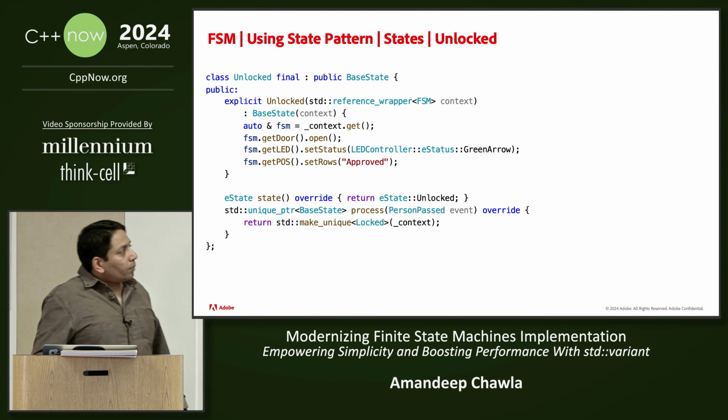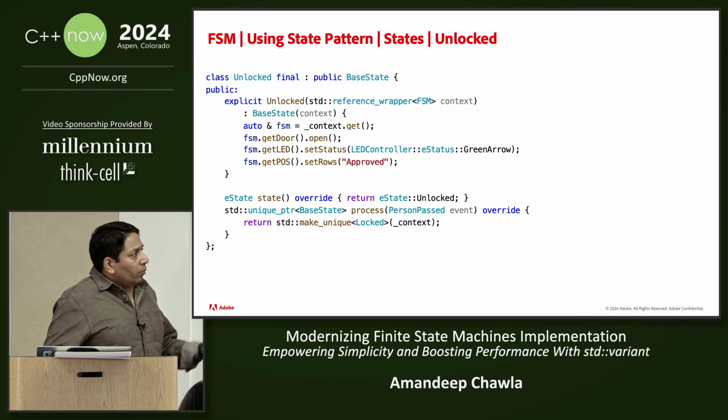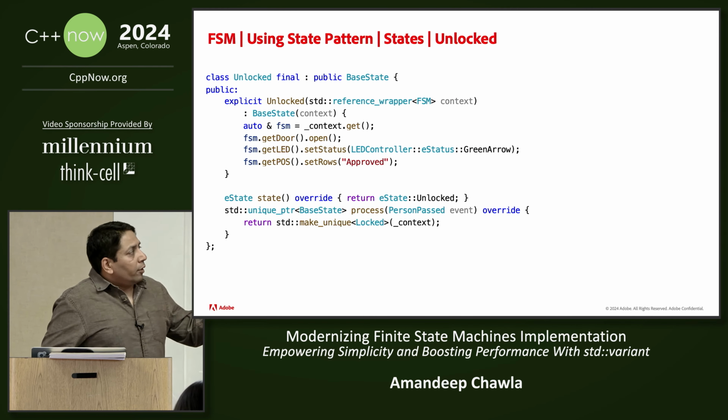So that's the idea. Unlock is almost the same. It makes the door open, sets the status to green, and sets the row to approved. So it removes the fare and amount information. And this is how our finite state machine will use all these things together. So you have a finite state machine. It makes sure your member variable state is set to lock state during construction, and provides a reference to itself.